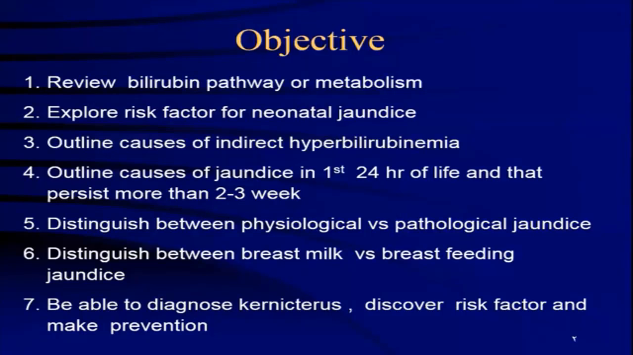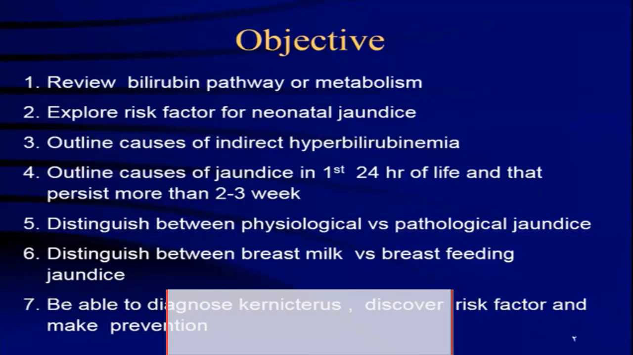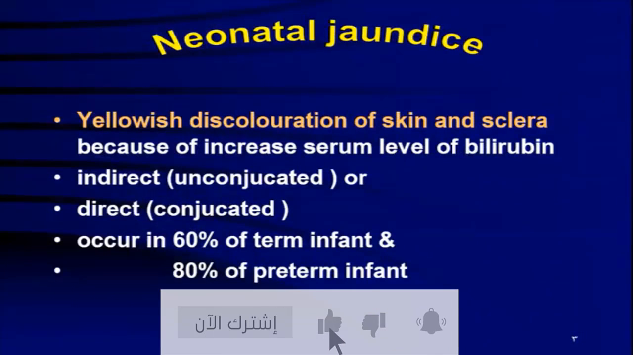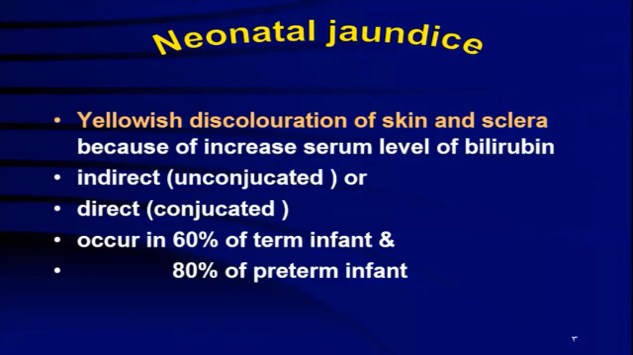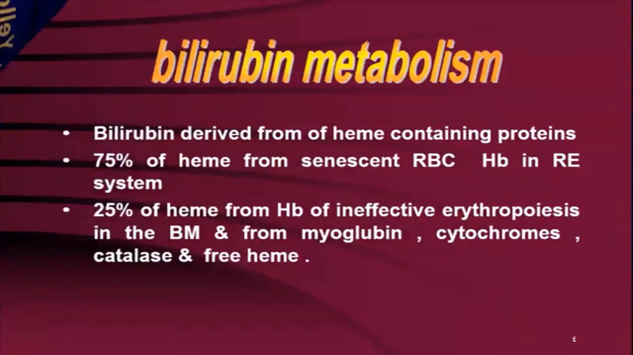Also to distinguish between physiological and pathological, and distinguish between breast milk jaundice and breastfeeding jaundice, and be able to diagnose kernicterus and discover the risk factors and the prevention. It is either indirect or direct, occurring in 60% of term infants and 80% of preterm infants.